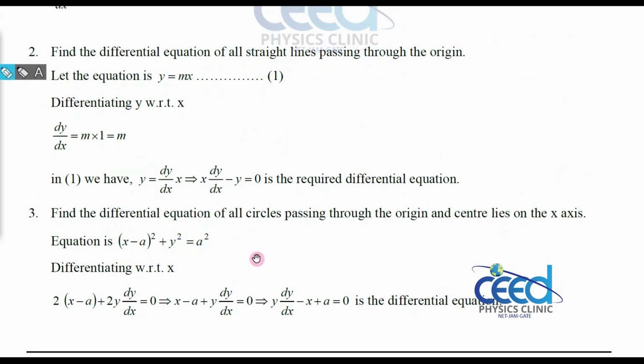So this is all about this session, and in the next session we will discuss the solution of different types of differential equations. Okay, thank you.